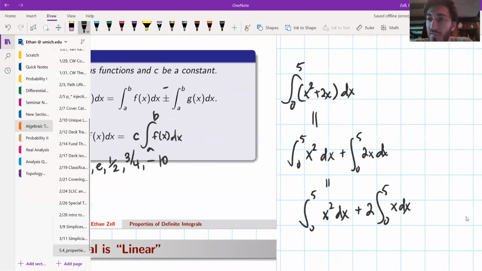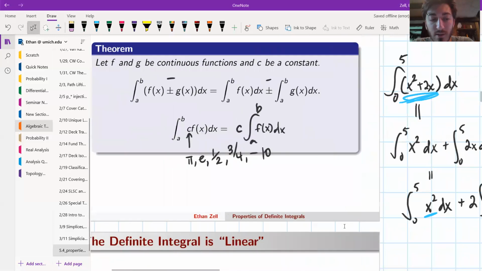So these are just our first properties of the integral. But it might be easier, instead of trying to think of what this thing would integrate to, to split it up and think of these things. So that's the power of linearity of the integral.